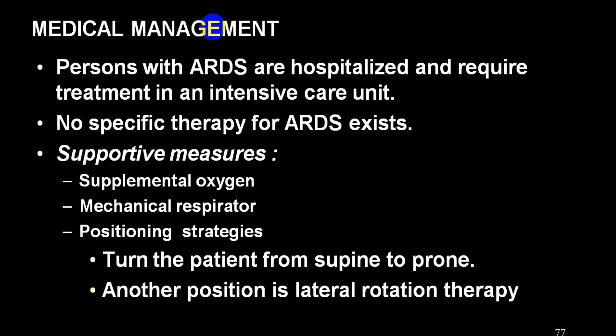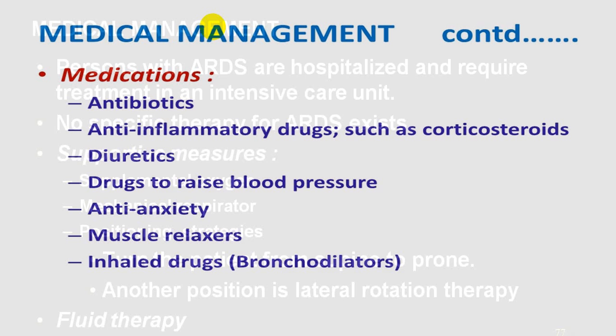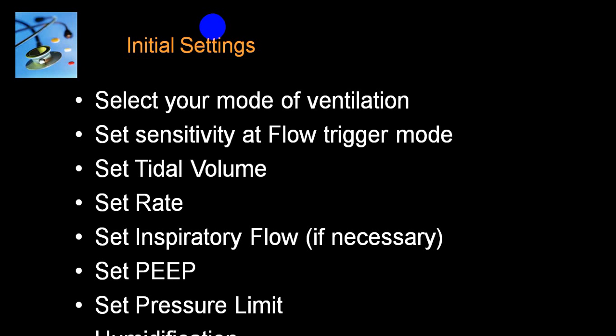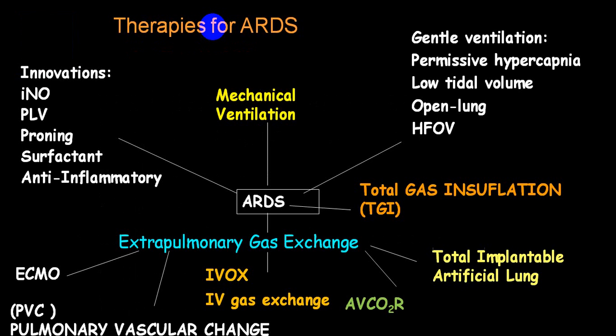You give oxygen, you give mechanical supports, mechanical ventilation, different positions, supine, prone position, fluid therapy. This we already mentioned: antibiotics, anti-inflammatory drugs, corticosteroids, diuretics, inotropes, anti-anxiety drugs, muscle relaxants, bronchodilators, etc. These are all the things that are done during mechanical ventilatory support. And there are different modes of giving those.